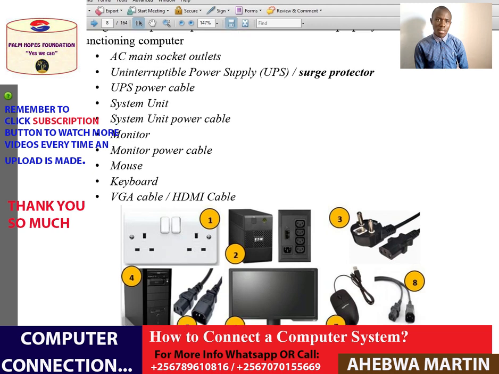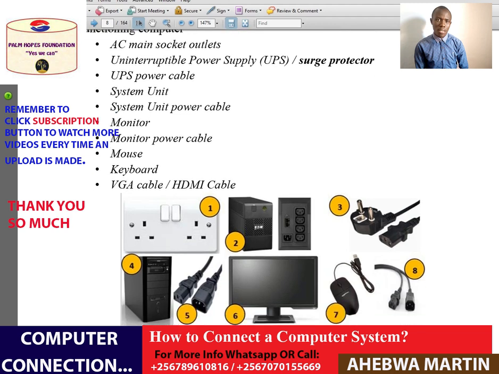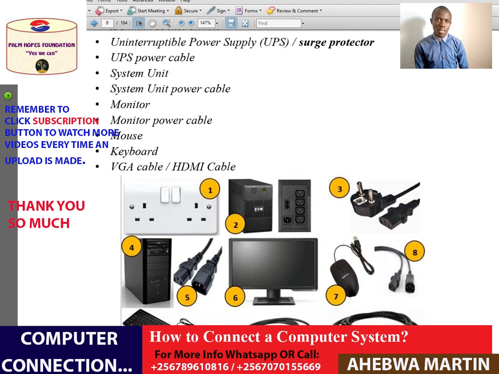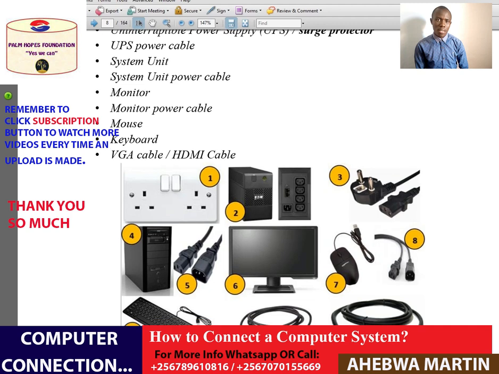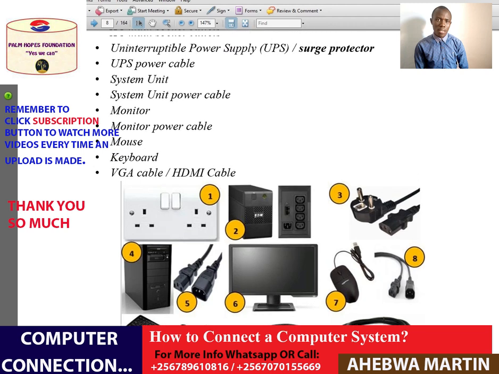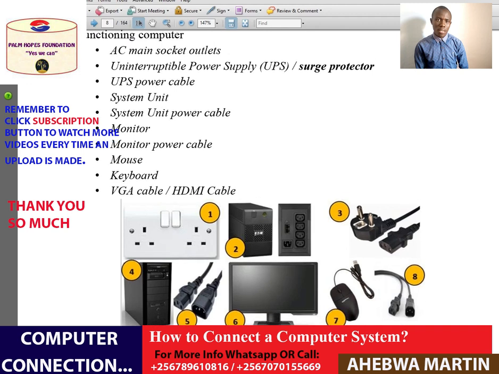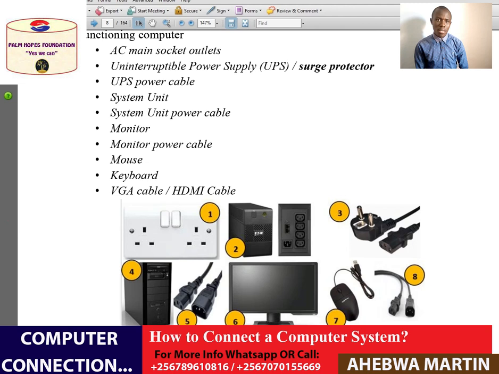So this number one is the one we are calling a main switch, or AC. AC stands for alternating current. This is where the main power is. Then we are having what we call an uninterrupted power supply, or a surge protector, marked with number 2. Then we are having the UPS power cable. These are the cables that we use when we are connecting a UPS. Then we are having another one called a system unit, which we are seeing here as number 4. Then we are also provided with number 5. Those are the cables to connect the system unit.